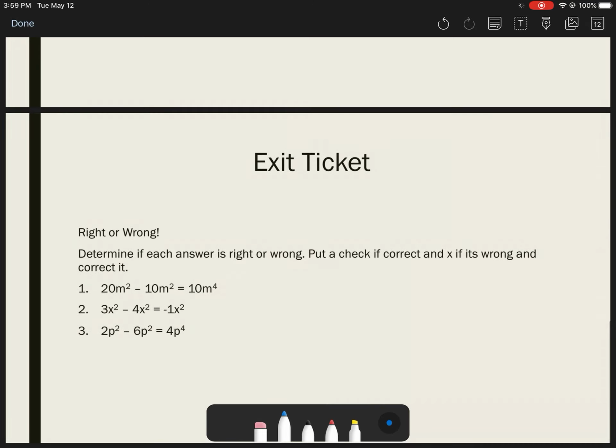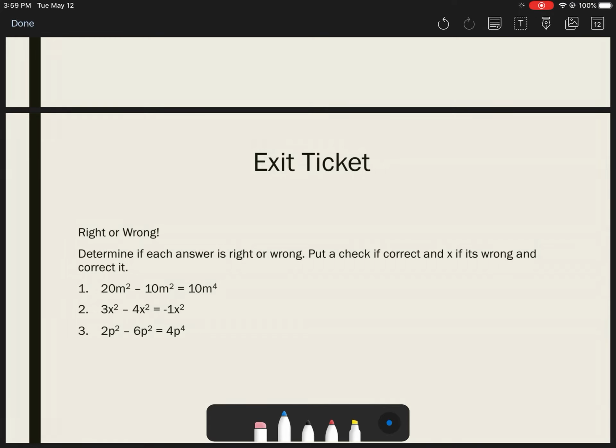All right, exit ticket. Similar to what you had yesterday, you're going to state whether it's right or wrong. And if it's incorrect, we are going to fix it. Let's take a look at number 1. 20m squared minus 10m squared. So here they have 20 minus 10, which is 10. That's correct.